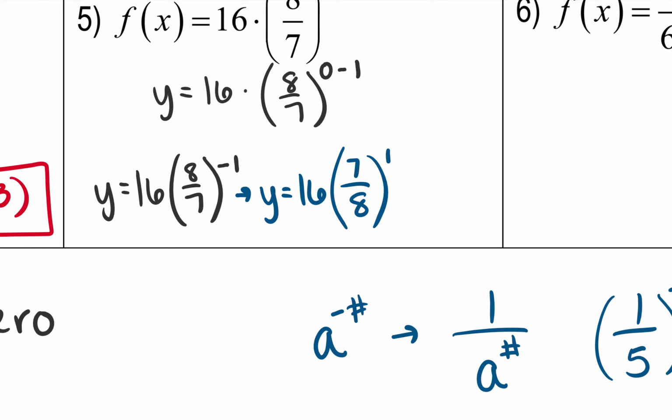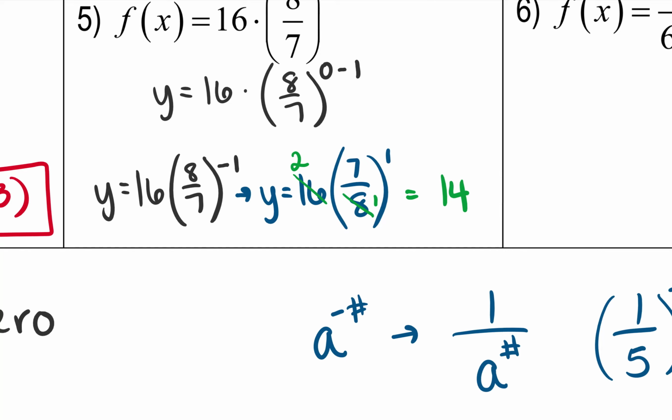Now, if you've been watching these all year, I always say the same thing. Anytime you multiply fractions or anything with a fraction, I always reduce first. It just makes it easier to multiply. So I can reduce 16 and 8. That becomes 2 and 1. Now I can multiply, right? Because now I have a 2 times 7 over 1, which is 7. So 2 times 7 is 14.